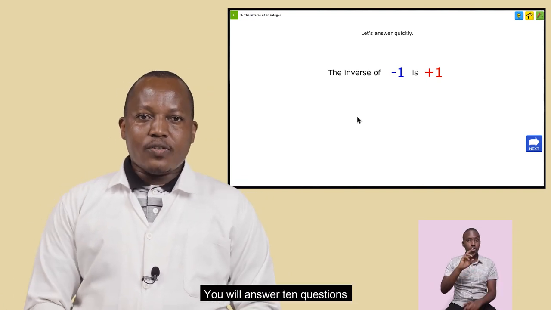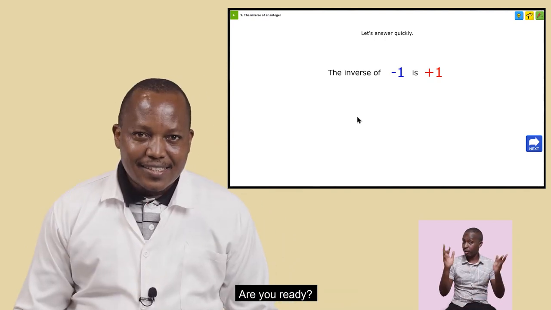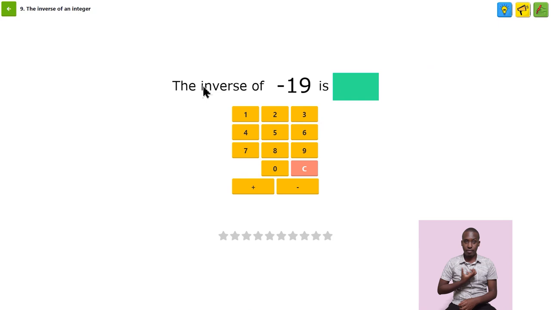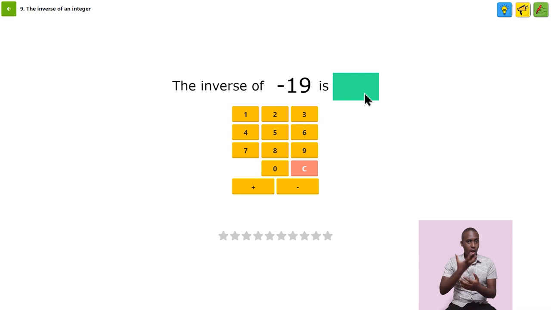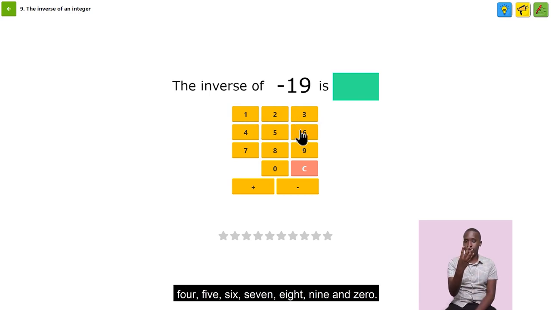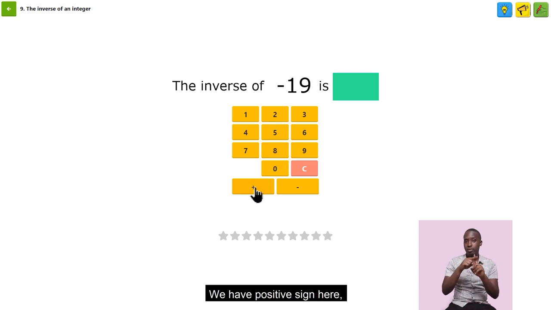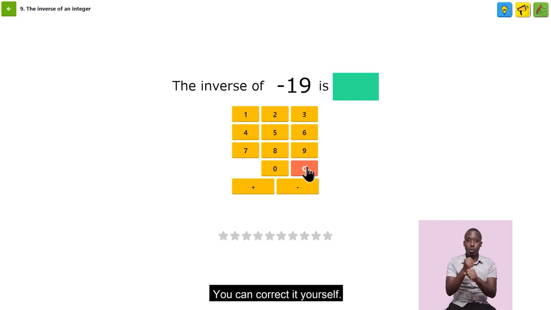You will answer the 10 questions without looking at the number line. Are you ready? Finally, we have a test. Let's do our best. We have the question. We have a number pad. We have number 1, 2, 3, 4, 5, 6, 7, 8, 9, and 0. We have a positive sign here, a negative sign here, and the place for the answer. And the letter C means if you make a mistake, you can correct it yourself.